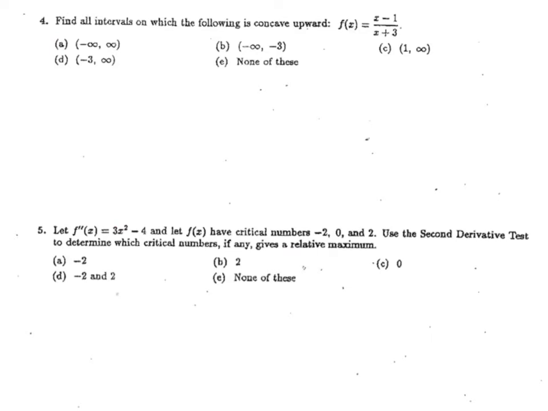For problem 4, we want to find the intervals where our function is concave up. And we know that a function is concave up when the second derivative is greater than 0. So we'll want to take the second derivative and then do the second derivative test to look for concavity. So to do the first derivative, we need to use the quotient rule. So we'll do the derivative of the top, which is just 1, times the bottom, minus the derivative of the bottom, which is just 1 times the top, all over the bottom squared.